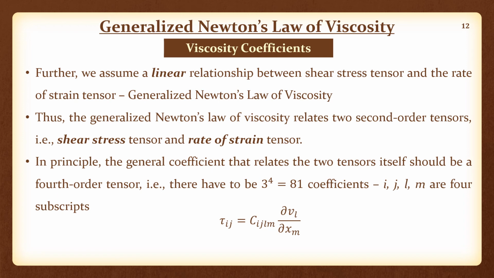i, j, l, m are 4 subscripts: ij for the shear stress, lm for the rate of strain. There is no reason why these two should even be correlated at all. Of course, that is not the case. In all the systems, both the velocity gradient or rate of strain tensor as well as the shear stress tensor, i, j and l, m have the options 1, 2, 3 or x, y, z if it is Cartesian coordinates. But mathematically speaking, they need not be the same. So in principle, that would be 81 coefficients.